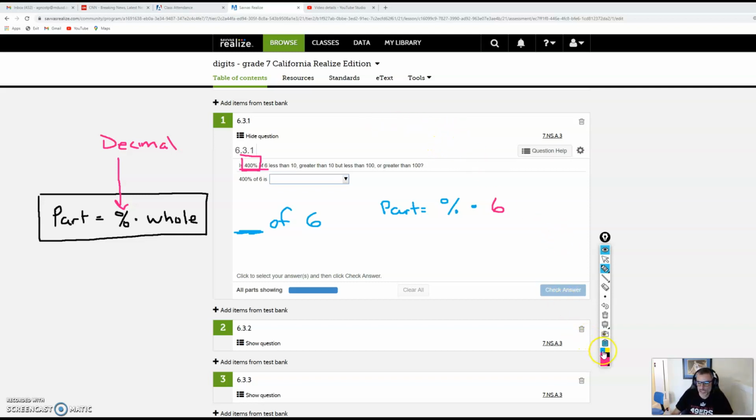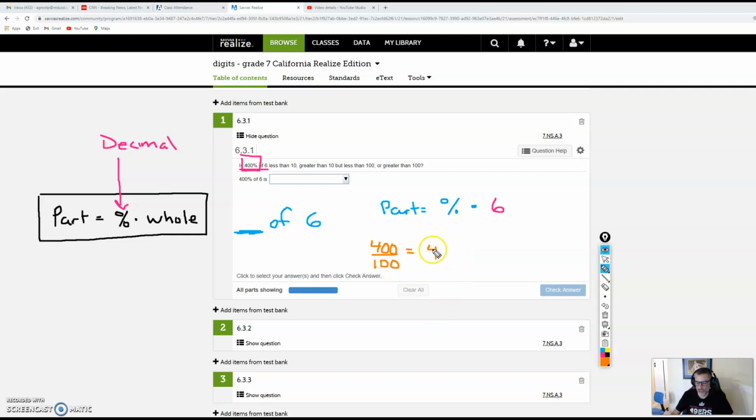Let's think about the word percent. It literally means per 100. So when I say 400%, I mean 400 out of 100. Per cent, like century means 100 years, and there are 100 cents in a dollar. I have 400 out of 100. Remember what I told you, fractions are just division problems. So what is 400 out of 100? Well, 400 divided by 100 is 4.